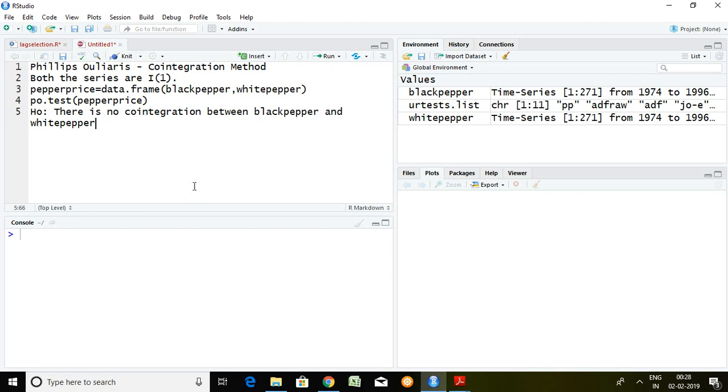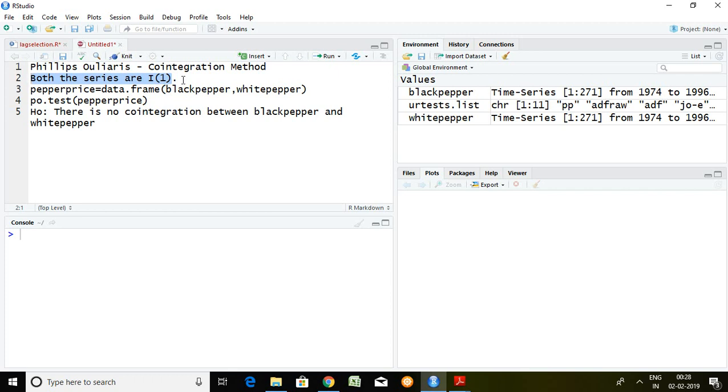Before running the cointegration method, we have to ensure that both the series, dependent or independent, must be integrated at the same order. In this example, black paper and white paper both are integrated at first difference.